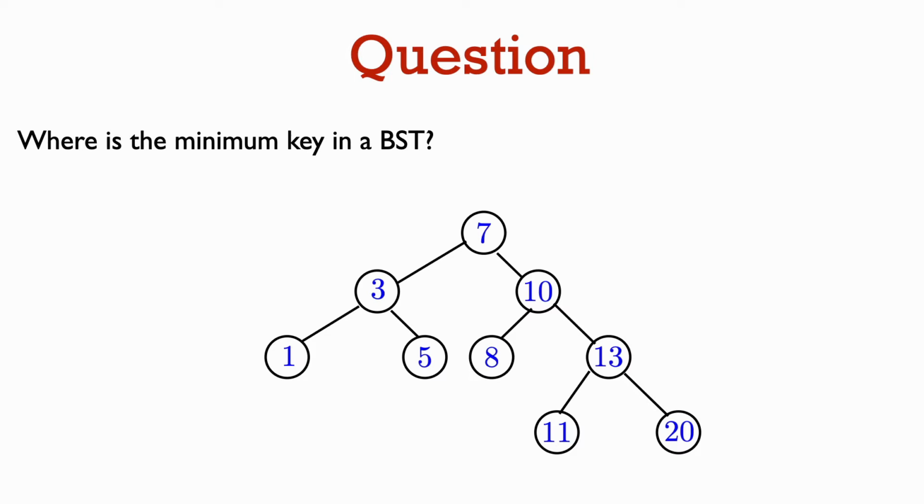Likewise, to find the largest key in a BST, we can start at the root and always go right. In this example, we start at the root and go right to the node with key 10, go right again to the node with key 13, and right again to the node with key 20. And 20 is the largest key in this tree.